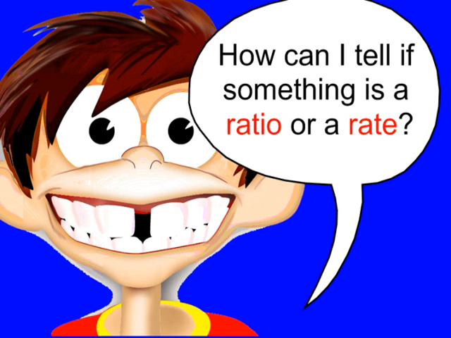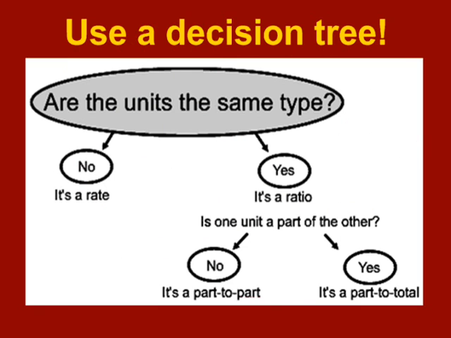So how can you tell if something is a ratio or a rate? Well, you could use a decision tree. The first thing you would ask yourself is, are the units I'm comparing the same type? If they're not the same type, then it's a rate. If they are the same type, then it's a ratio. And it could be two different types of ratio. It could be part to part or part to total.